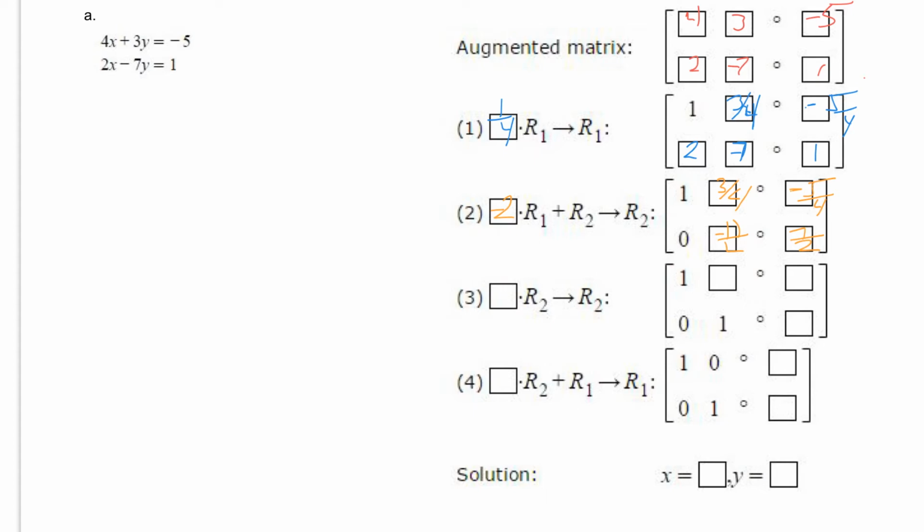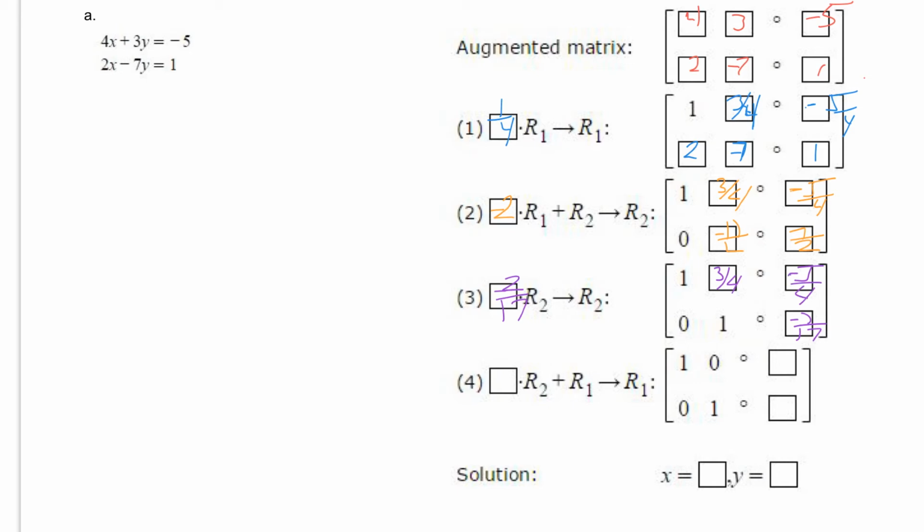In the third step, you should have multiplied by -2 over 17. And if you multiply by -2 over 17, you end up with -7 over 17 in that bottom row. Your top row staying the same, 3/4 and -5/4.